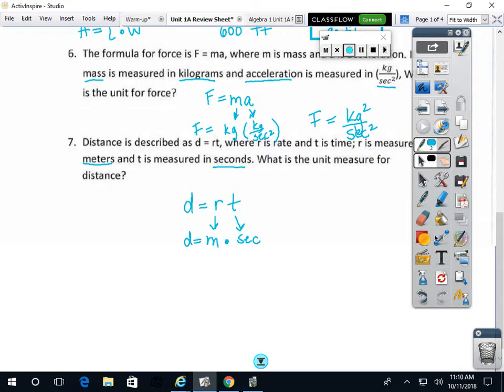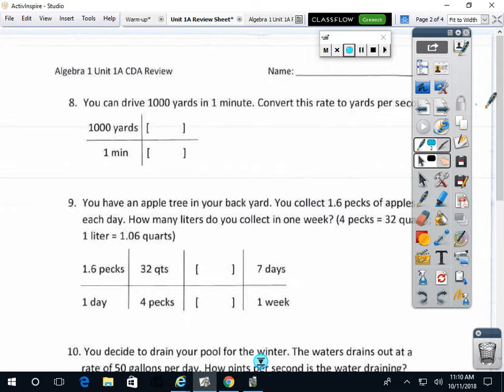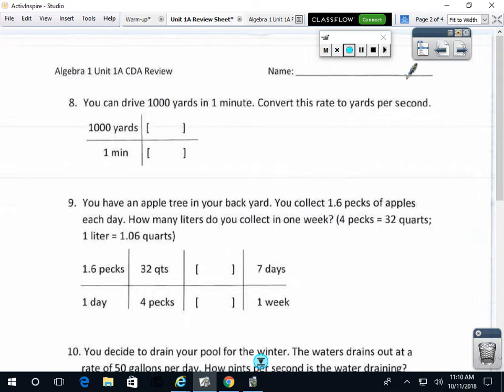Well, this page is actually a little easier than it looks, and this is how it will be on tomorrow's test. They start the conversion chain for you. The only thing you have to do is fill in the missing pieces of the chain. So it says you can drive 1,000 yards in 1 minute. They already put that for you, 1,000 yards in 1 minute. Convert this rate to yards per second.